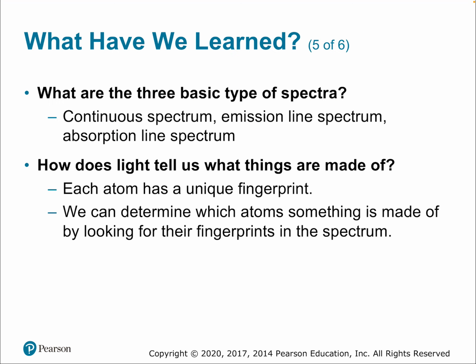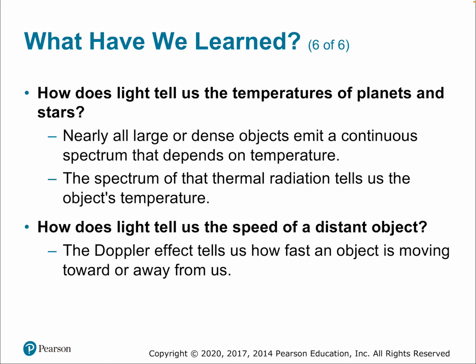So what have we learned in this incredible section? We've learned the 3 basic types of spectra: continuous, emission line, and absorption line spectra. One of each is a spectrum if it's singular. We've also answered the question, how does light tell us what things are made of? Each atom has a unique fingerprint. We've really stressed that point. And we can determine which atoms something is made of by looking for their fingerprint in the spectrum, either emission or absorption.